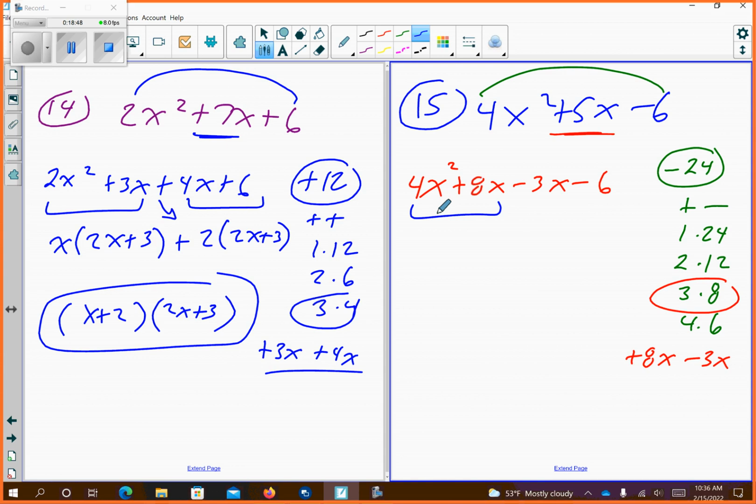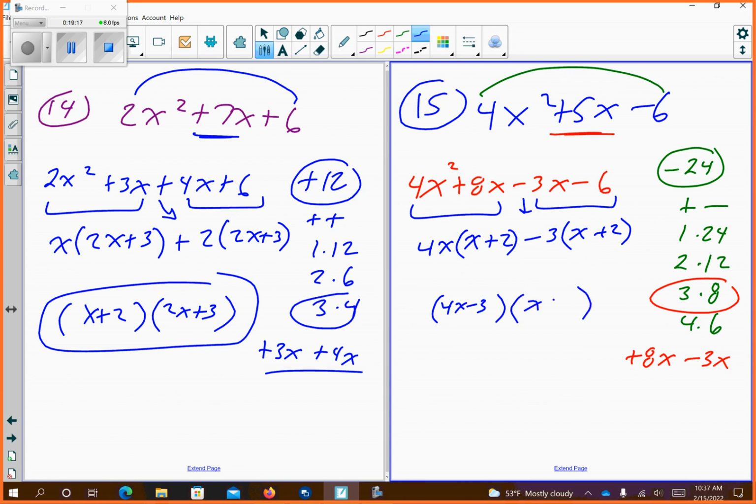These are like terms. You can factor a 4 and an x out. That's going to leave me x plus 2. The negative comes through. What can I factor out of both of those? Negative 3. Negative 3 factors out, gives me an x. Negative 3 comes out as 6, gives me a positive 2. Answer is? 4x minus 3, x plus 2. Cool. Could I put x plus 2 and 4x minus 3? Sure. Same answer.